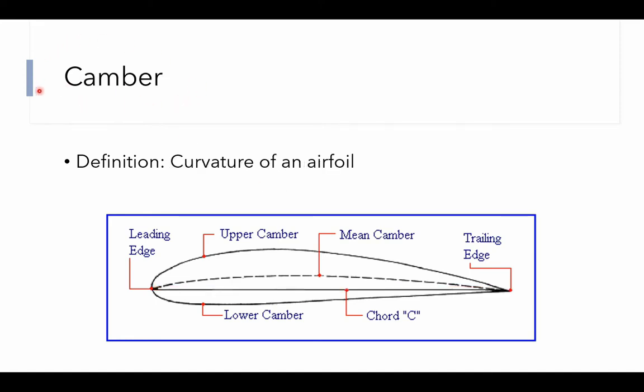The next term is camber. The camber is the curvature of an airfoil. In this diagram, you can see that there are three cambers. The upper and lower cambers are just the upper curvature and the lower curvature, respectively. And when you get an average, that is the mean camber.